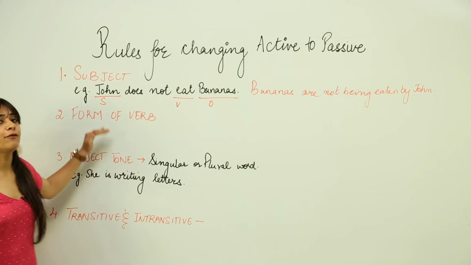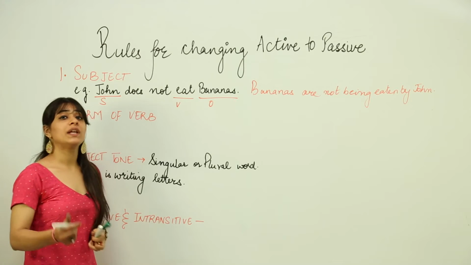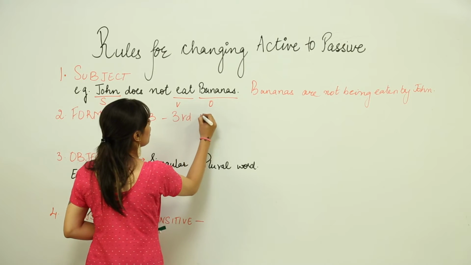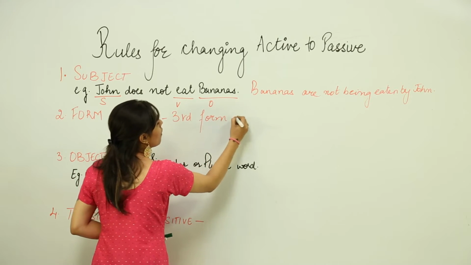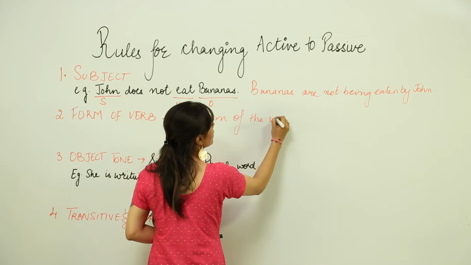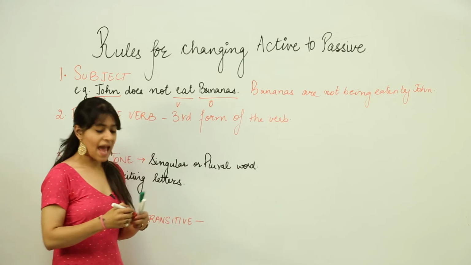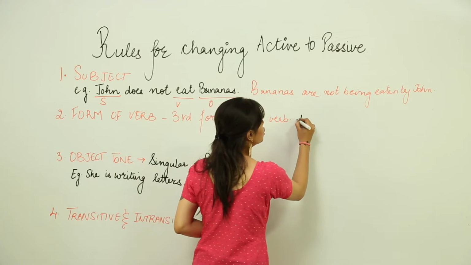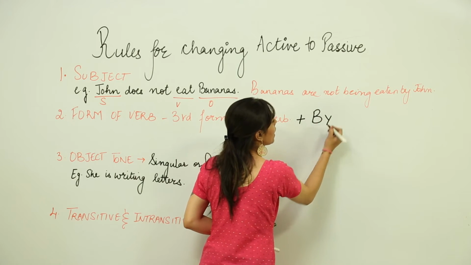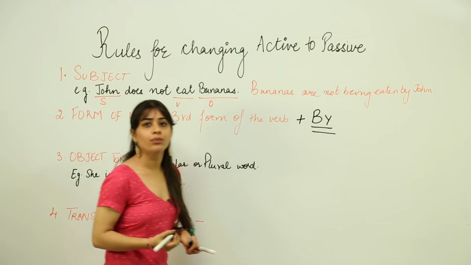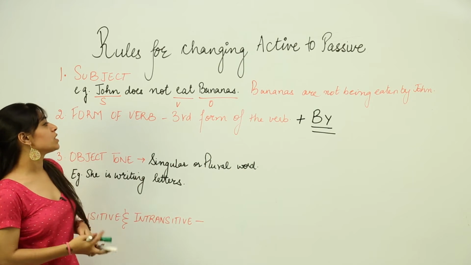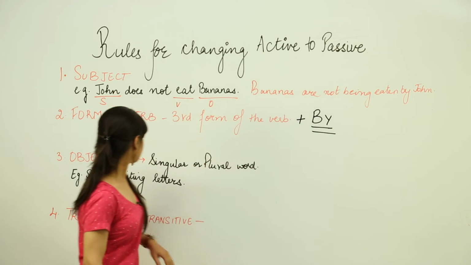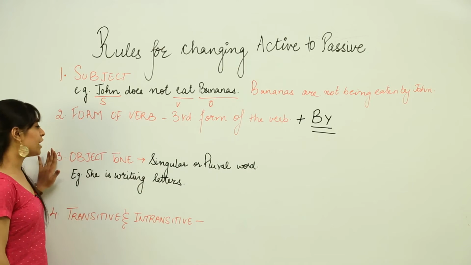The second is the form of the verb. In passive voice, we need to always keep in mind that we use the third form of the verb, and another important thing we need to keep in mind is that we use an agent, that is by. So in passive voice, we always use the third form of the verb and an agent, that is the word by.